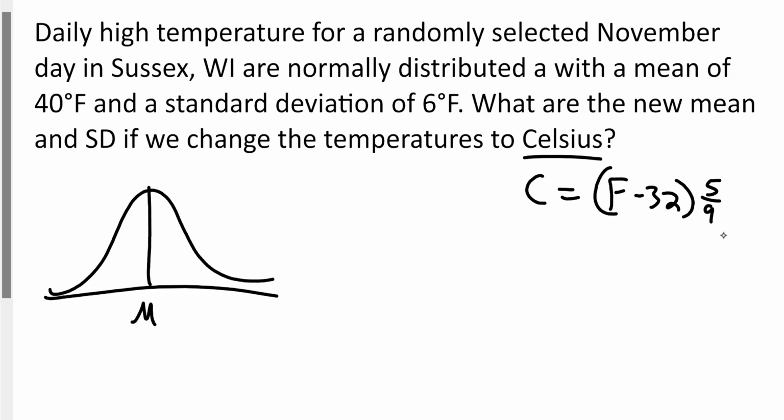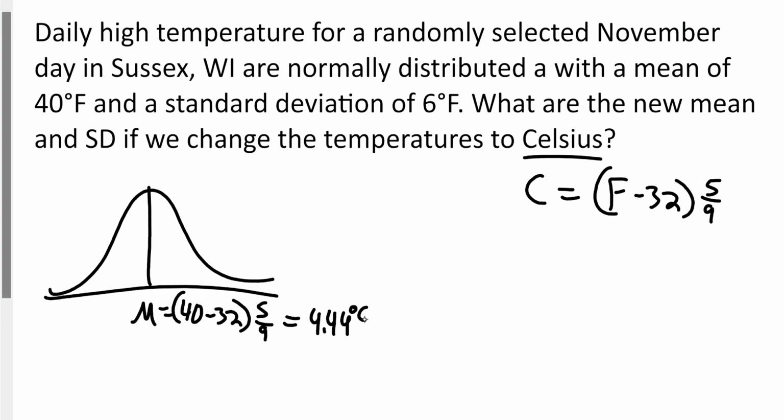So, this one's interesting. We are multiplying by 5/9, but the mean is impacted by both adding or subtracting and multiplying. So I would take the 40, subtract the 32, multiply it by 5/9, and I get about 4.44 degrees Celsius.